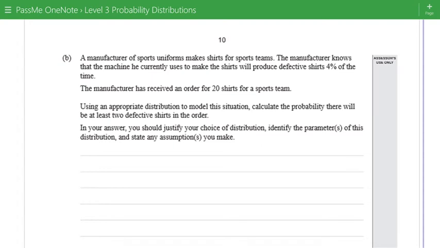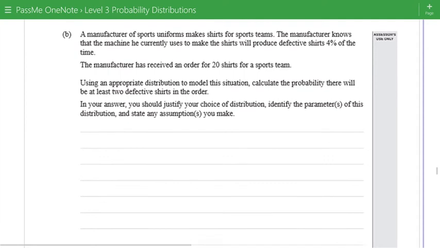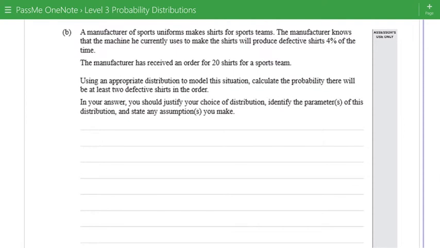Okay, here we go. Question 3, part B. And I'll let you pause that and read that if you need to, otherwise I'll crack on. So I guess we've got to decide here what sort of probability distribution we're going to use.